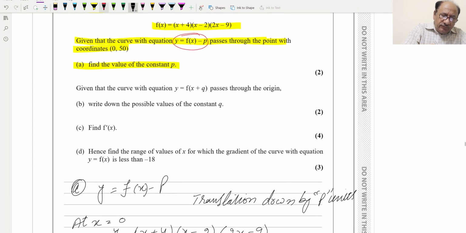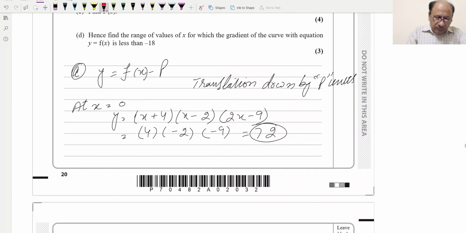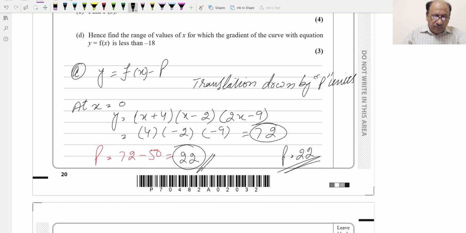But the point given is 0 and 50. So p value will be what? We can check for how many units it is changing. The difference between 72 and 50 will be what? This will be 22. It means p value is 22. It is translated down by 22 units. So we can say p value is equal to 22. This will be our answer for a part.